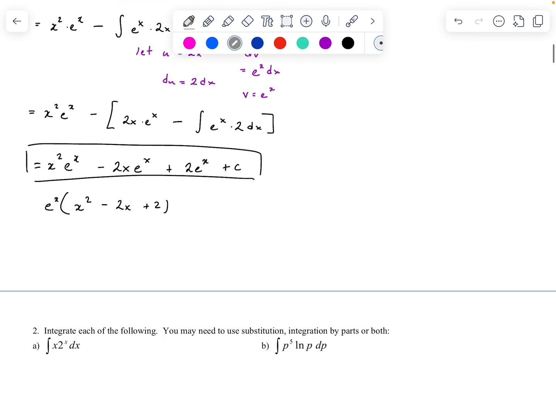The derivative of this should give me back the question. So f prime g plus g prime f.